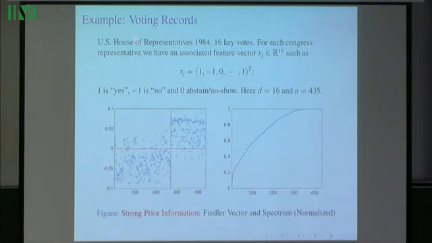This is an example of what you can do with the graph Laplacian. This is based on a collection of votes from the US House of Representatives. That's made up of 435 people in 1984. And there were 16 votes. So for each member of the US House of Representatives, you have a vector in R16 made up of +1 if you vote yes, -1 if no, 0 if you don't vote.